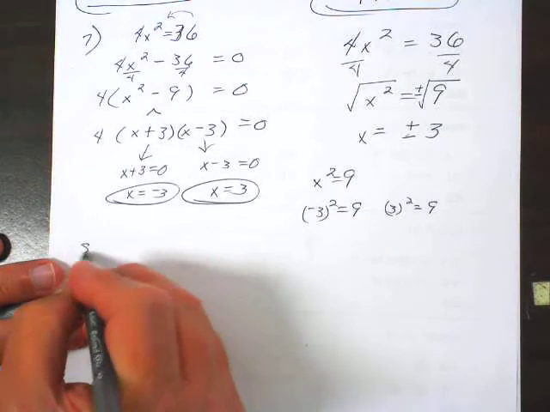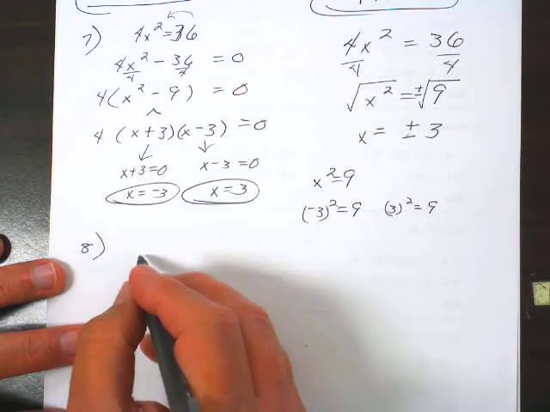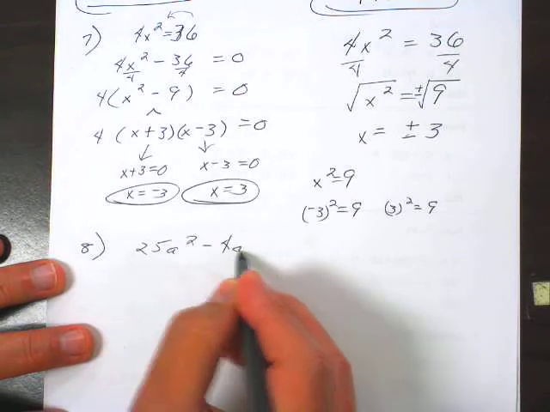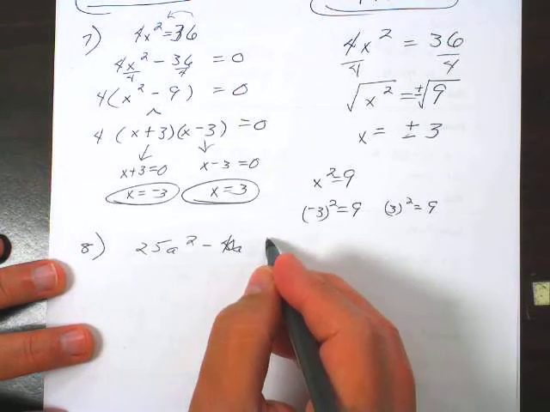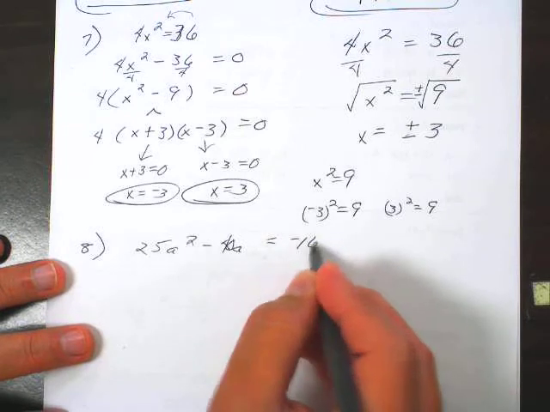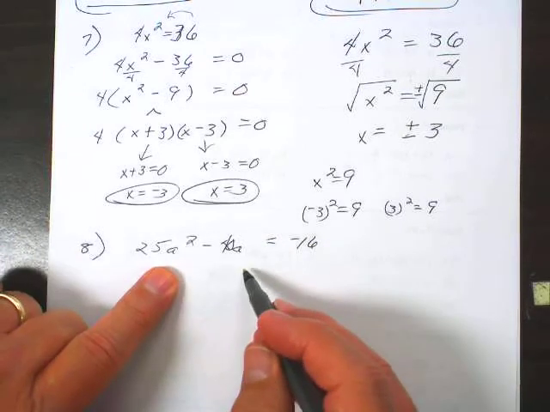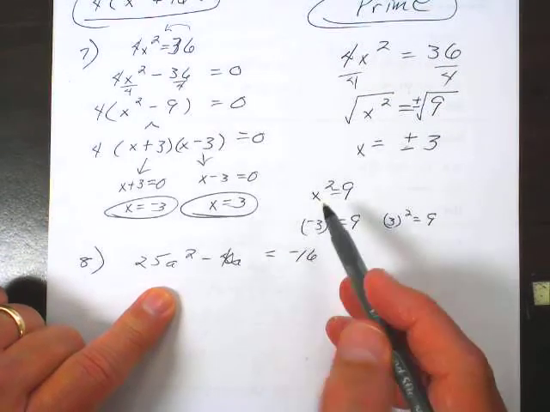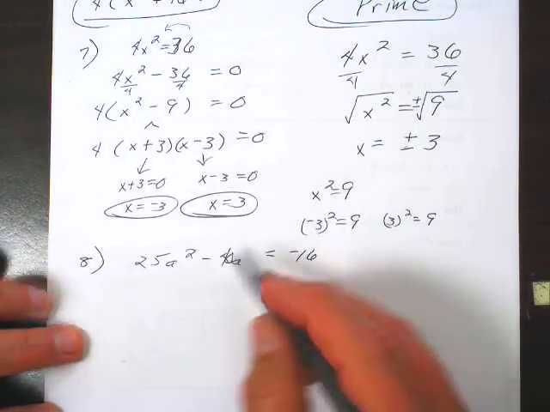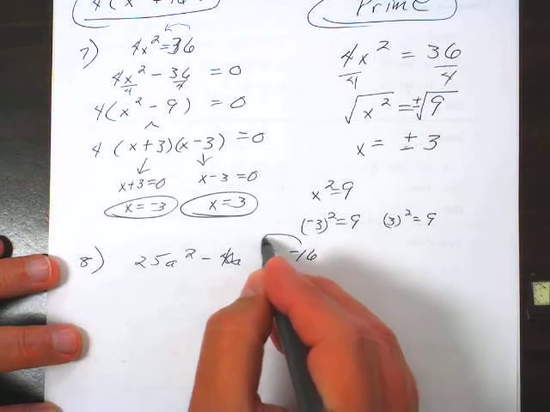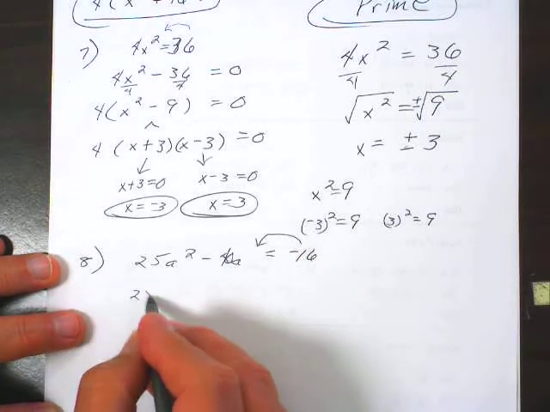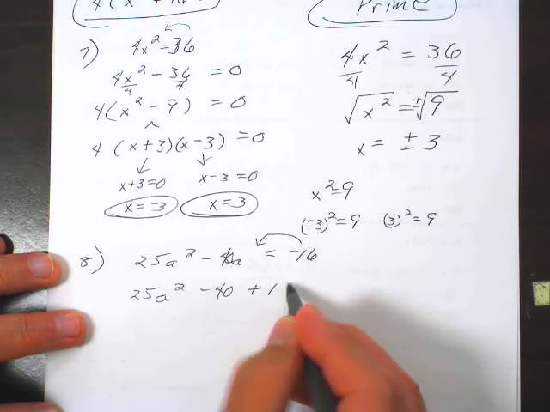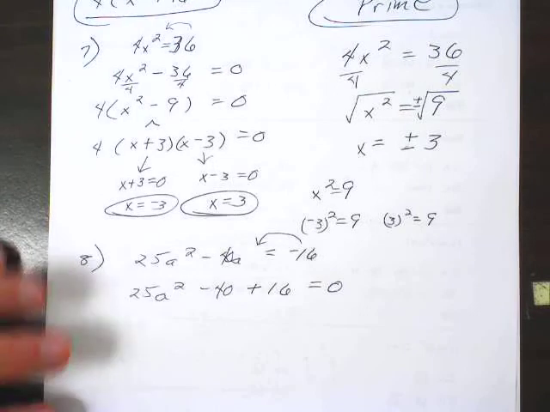Okay, number 8. 25a squared minus 40a equals negative 16. Now notice there's an a squared and an a, so I cannot do it this shorter way, like I just showed you. So it's got an a squared, so that means I want to send this negative 16 over here. And it's going to become plus 16. And then I'm going to have equals 0.